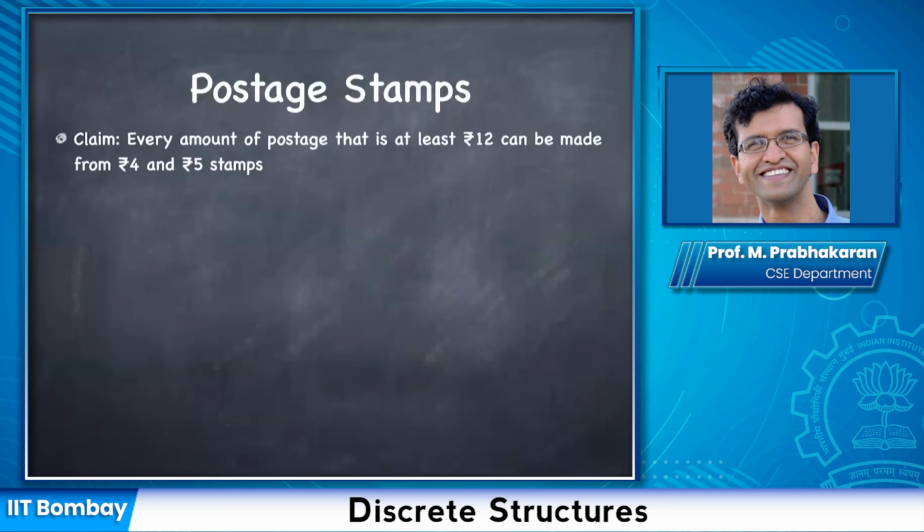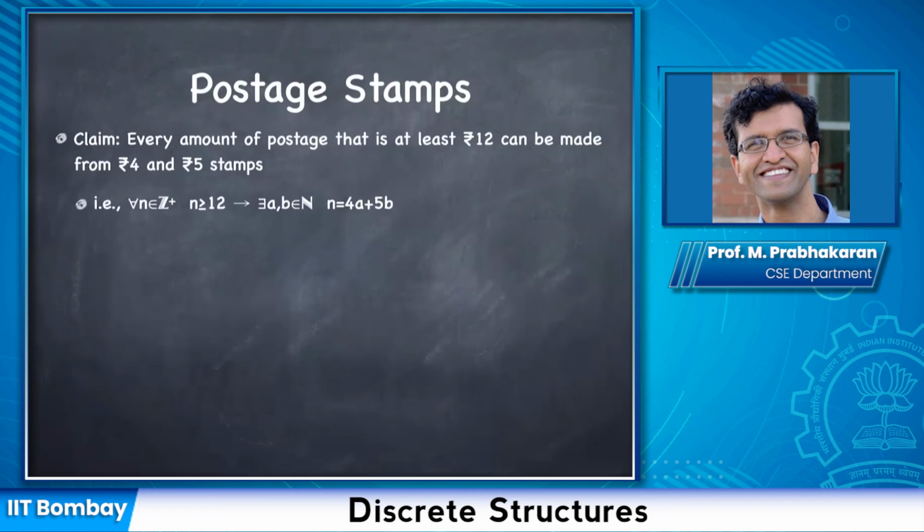Here's a claim. Suppose there are postage stamps of denominations rupees 4 and rupees 5, and the claim is that you can use these two stamps to make every amount of postage that is at least 12 rupees. So 12 rupees, 13 rupees, 14 rupees, any of them can be written as a combination of rupees 4 and rupees 5 postage stamps. Okay.